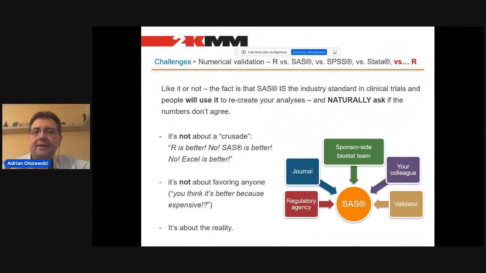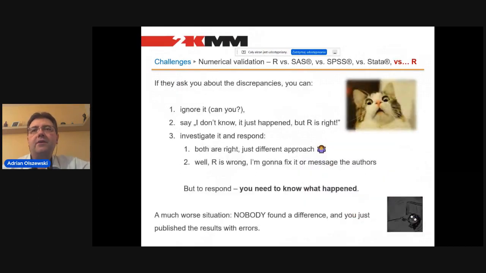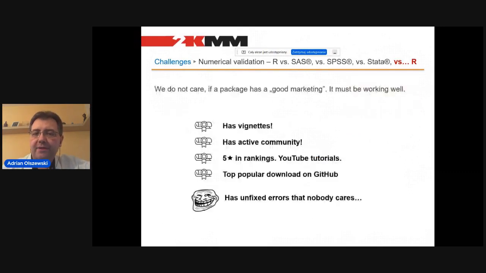whether we like it or not, this industry is SAS-centric. So naturally, many people will reproduce our analysis or try to recreate it: journal reviewers, regulatory agencies, our colleagues at the sponsor side, validators. So there is no place for argument whether SAS is right or not. If people determine any discrepancy, they will ask for the source of it. If we do the numerical validation and we know what's going on, we can say, okay, it's just because SAS took different assumptions than R, but both are right. Just a bit different approach, but we know about that. To respond, we need to know what happened.